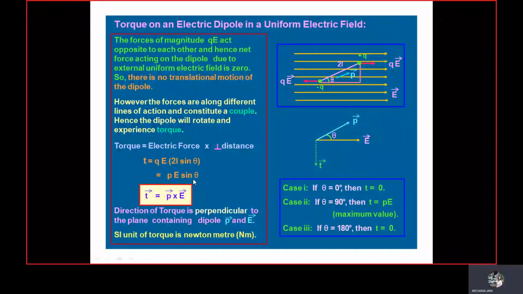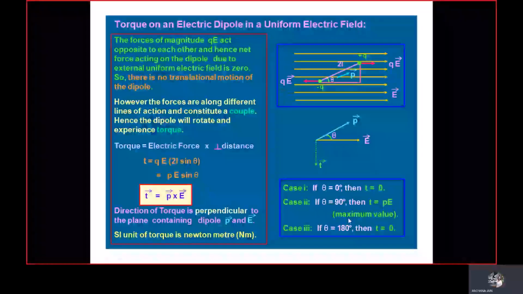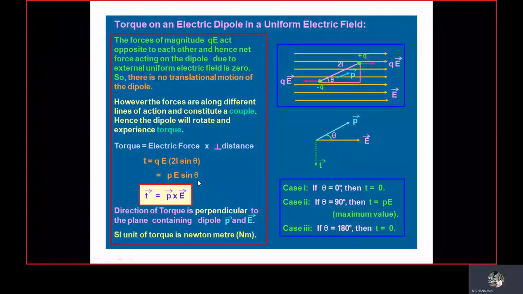Now there are three conditions. First is if theta is equal to 0. Theta is 0, then sin 0 is 0, torque becomes 0. If theta is equal to 90, sin 90 is 1 and torque becomes PE, which is the maximum value of torque. If we take theta is equal to 180, again it is 0. Torque is 0.